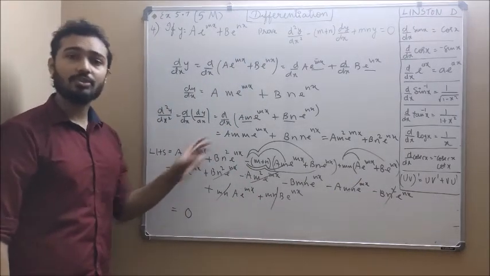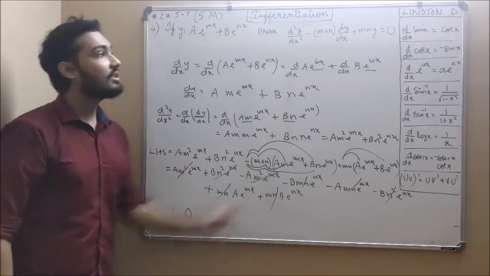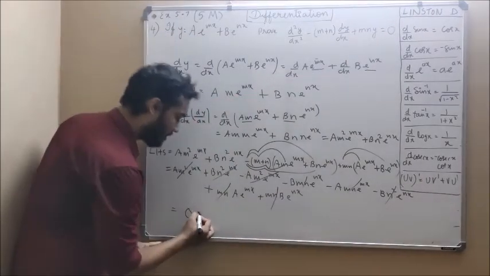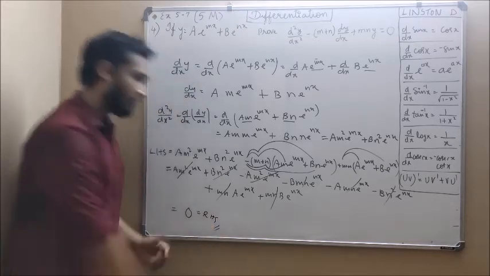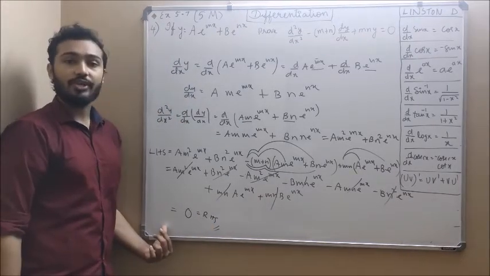So we take LHS, substitute, and then we will get 0. This is what we wanted. This is equal to RHS. So this is the answer. Pause the video and take note.